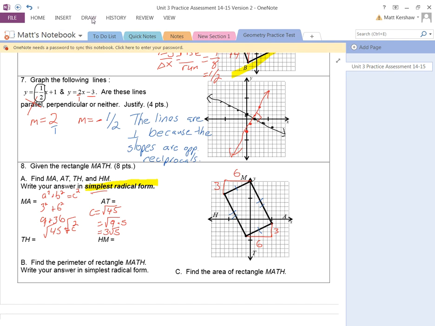Now let's find TH. I'm going to do that work here. Okay, so TH, draw the triangle. And let's see, 1, 2, 3, 4, 5. 1, 2, 3, 4, 5, 6, 7, 8, 9, 10.